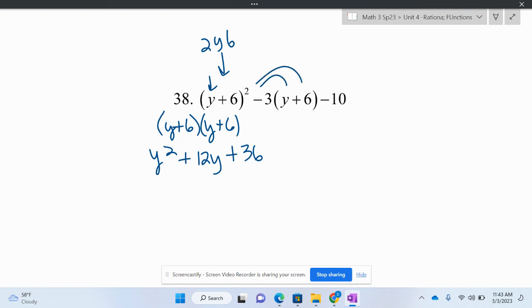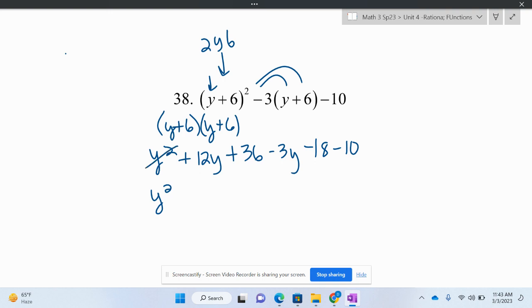Then we're going to distribute this guy right here. Let's see. -3 times y is -3y. -3 times 6 is -18 minus 10. I always start with my largest degree term because that's what's got to come first. And I look through to make sure I don't have any more. So do I have anything other than that y squared? Nope. So y squared. Cross it off.